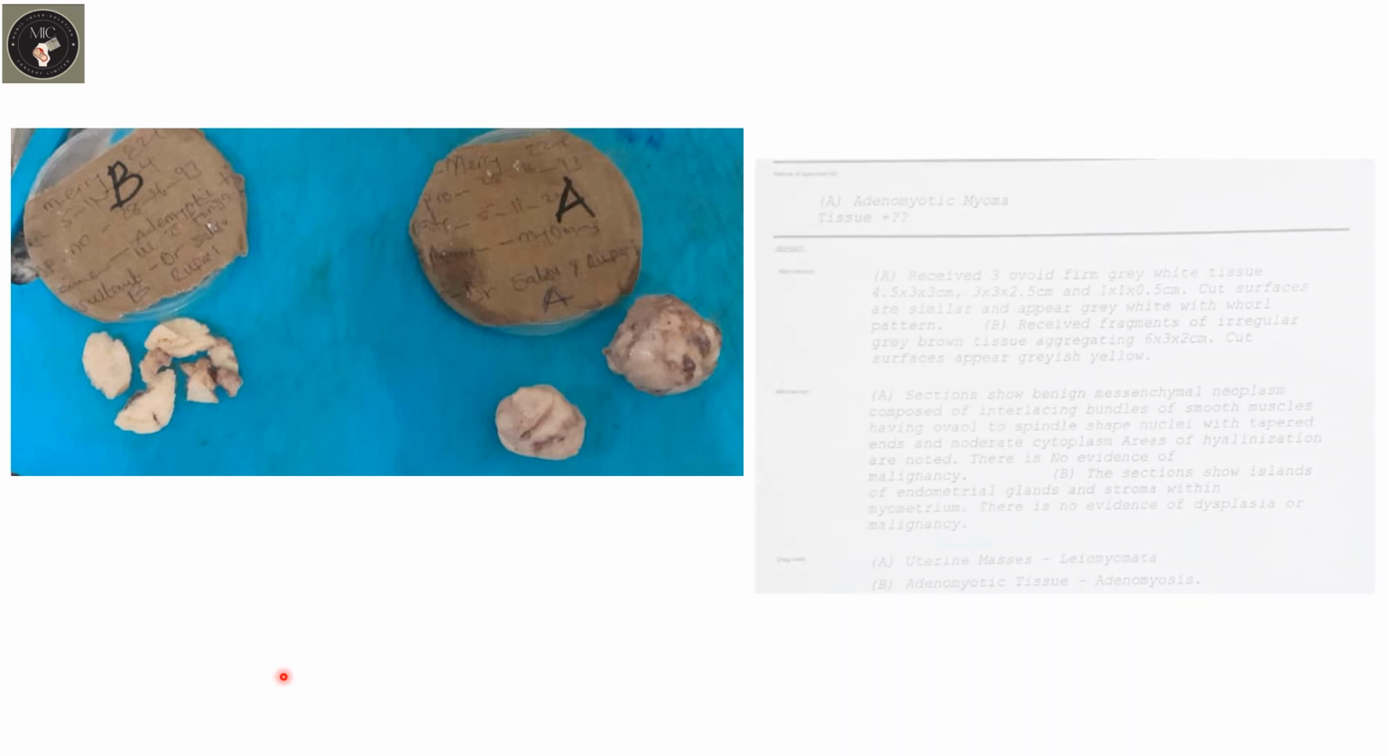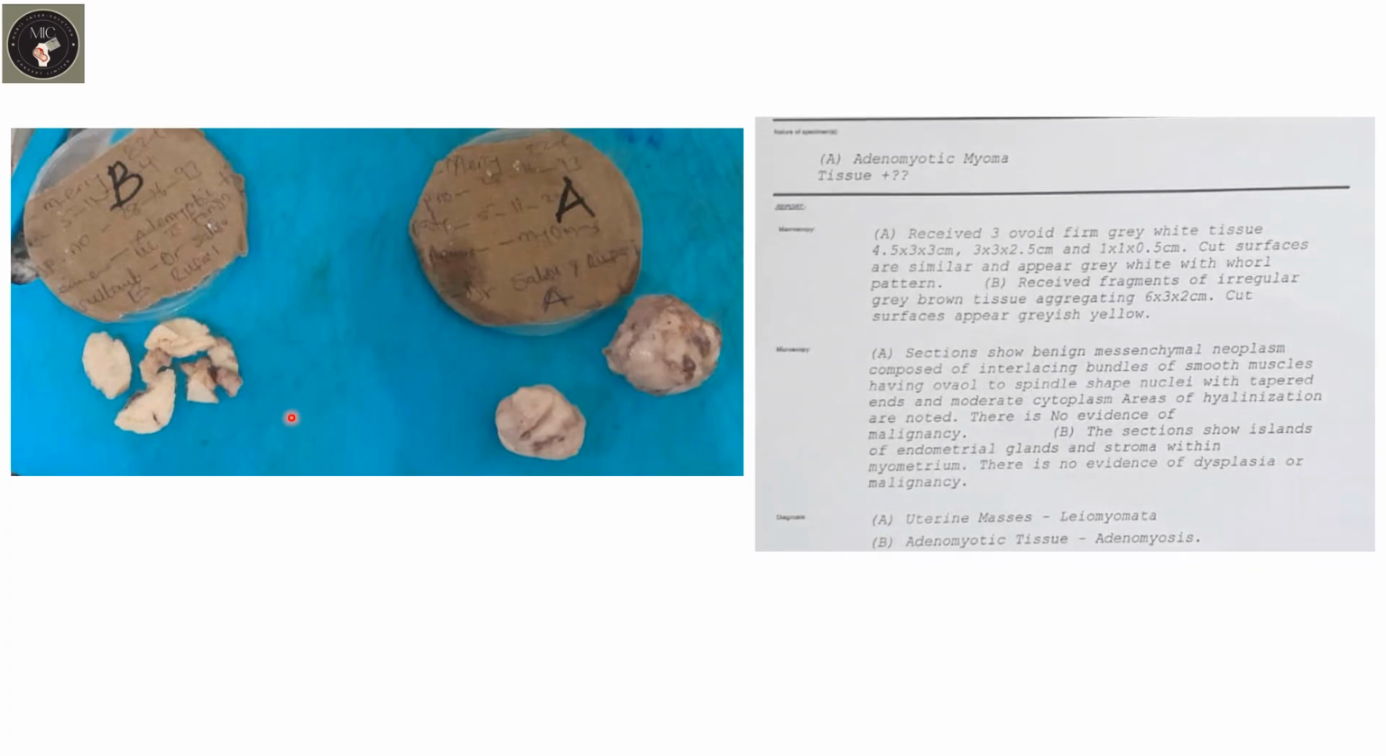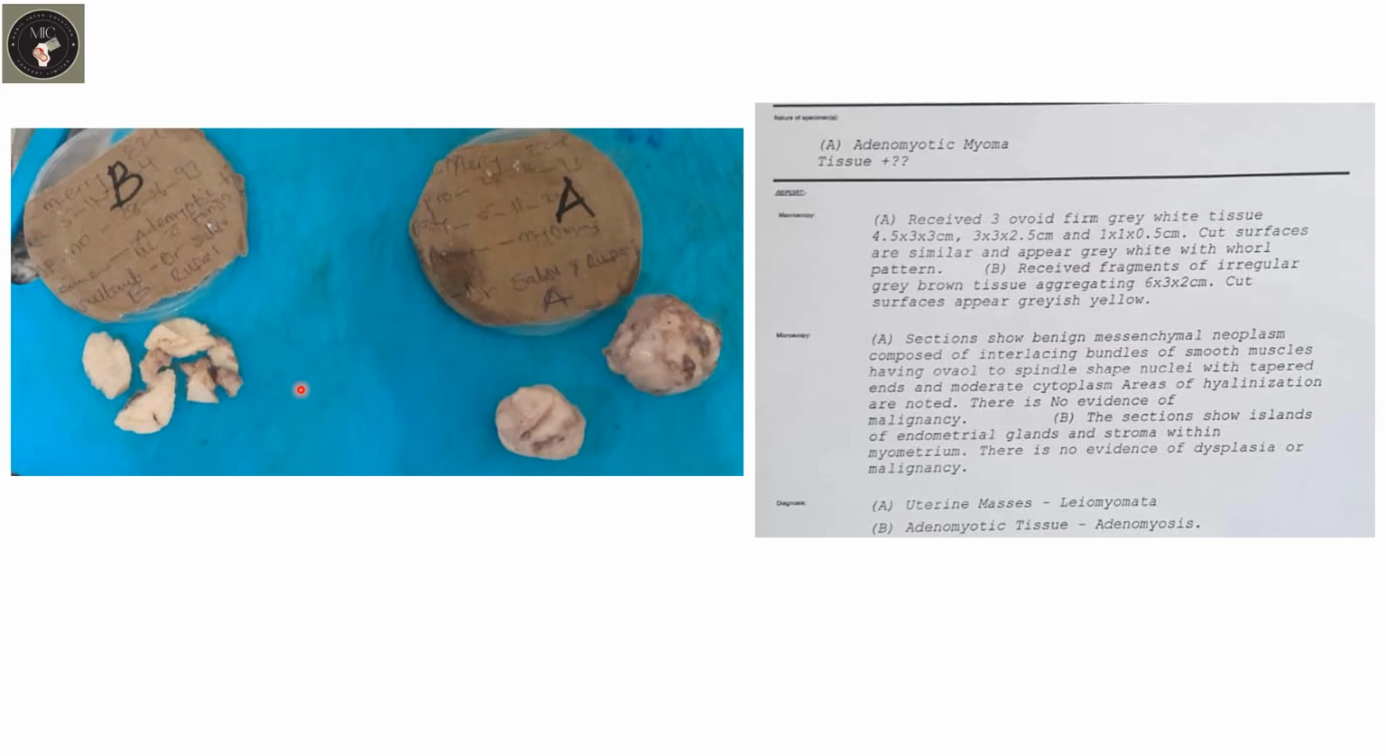But when the histology came out, no mention was made of what we thought was a forgotten foreign body. Here you can see adenomyotic myoma and tissue query. So we suppose this is the query tissue. And then I consulted with the pathologist who reported, and he was the one who snapped these pictures and sent them to me, and said that they could not find any bony spicule.